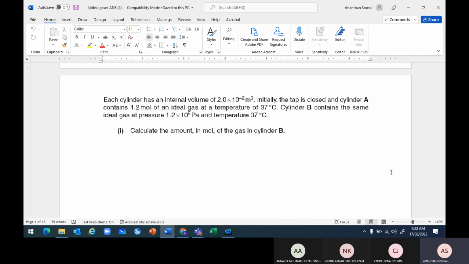Each cylinder has an internal volume of 2 times 10 to the power negative 2. Each has 2 times 10 to the power negative 2 meter cube of volume. Initially, the tap is closed, and cylinder A contains 1.2 mole of an ideal gas at a temperature of 37 degrees Celsius. Cylinder B contains the same type of ideal gas at a pressure of 1.2 times 10 to the power 5 Pascal.